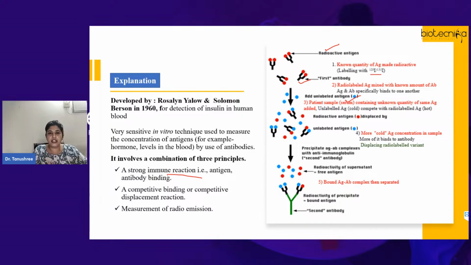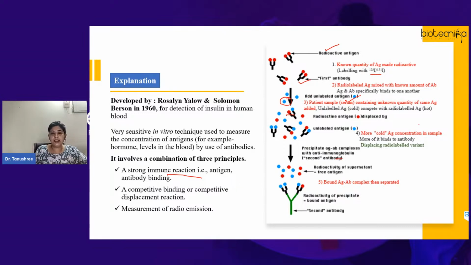Like infected in terms of we are looking for some virus particle presence, okay? Whether a person is suffering from hepatitis B or not, okay? So in that terms. Here we are looking for a hormone, right? So the patient sample is being added. If the patient sample contains the hormone, what will happen? These antigens in the patient sample will compete with the radio labeled antigens. So the second principle is competitive displacement reaction or competitive binding.